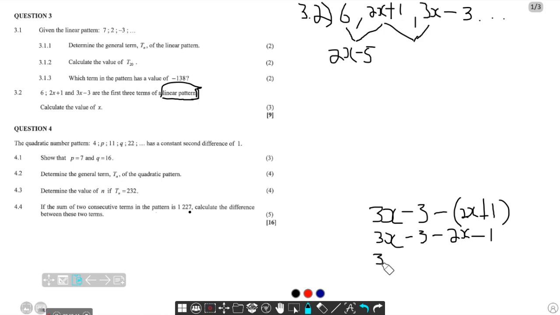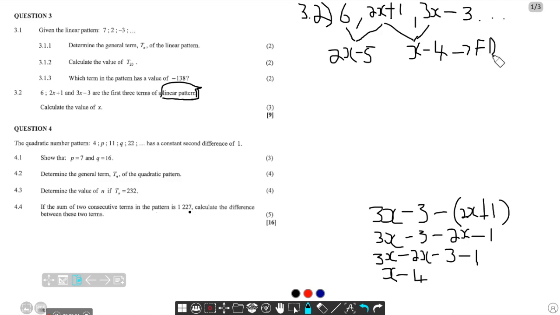Then we're going to put them in nice order. So we're going to have 3x minus 2x, minus 3 minus 1. Alright, so what is 3 minus 2? You're gonna have x. Then what is negative 3 minus 1? You're going to have negative 4. Now, meaning here we're going to have x minus 4. Now this is our first difference. Yeah, this is our first difference.